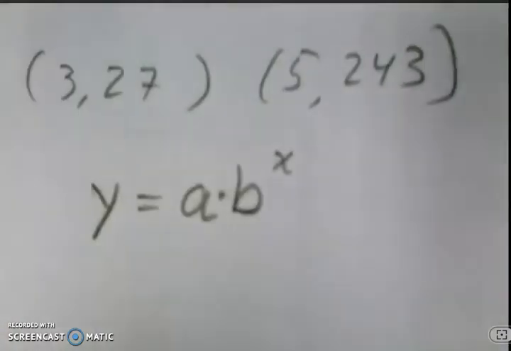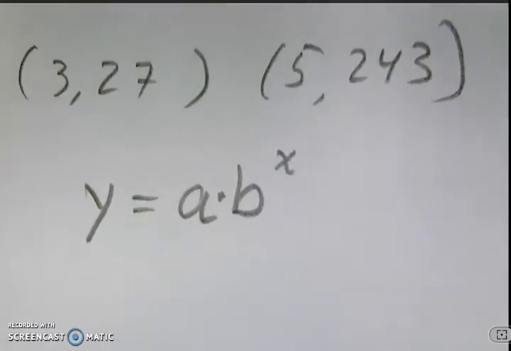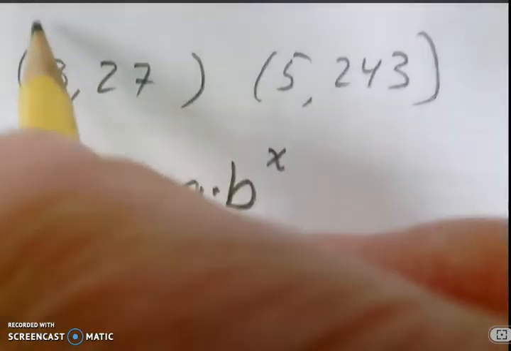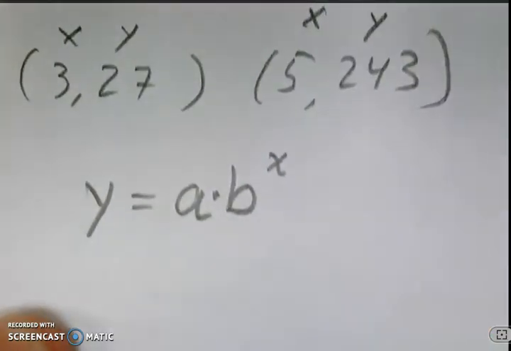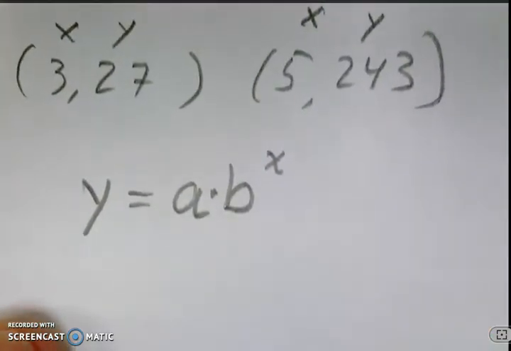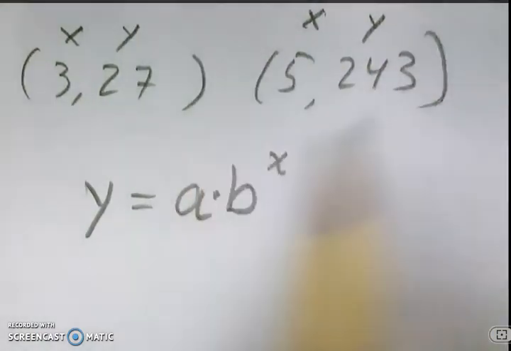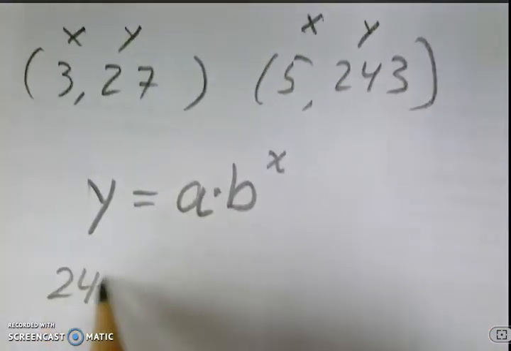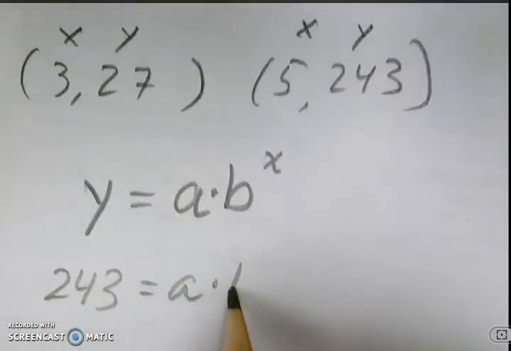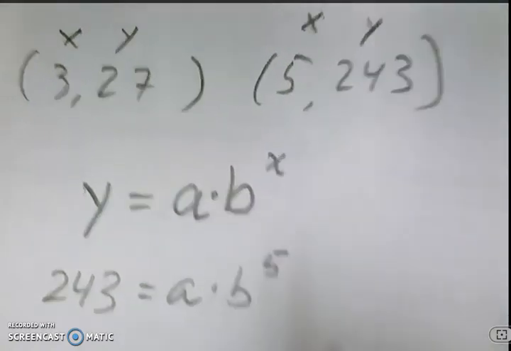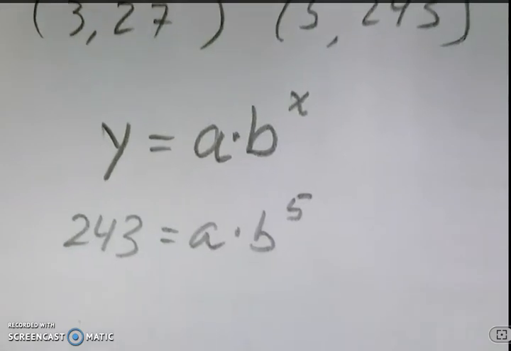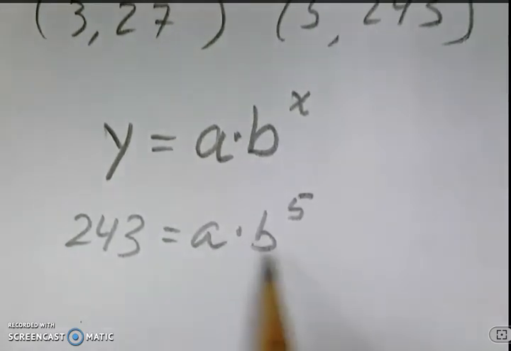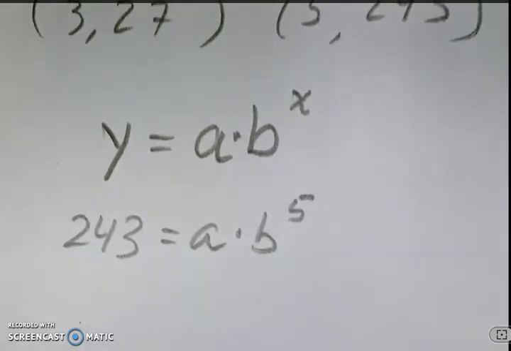So that being said, what we're going to do is set up two equations. All we have here is an x and a y, and this one's also an x and a y. We don't have a or b. That's going to be up to us to find. So what we can do is plug this in: 243 equals a times b to the 5. That's good, but the problem is we don't know a or b. We can only look for one variable at a time.